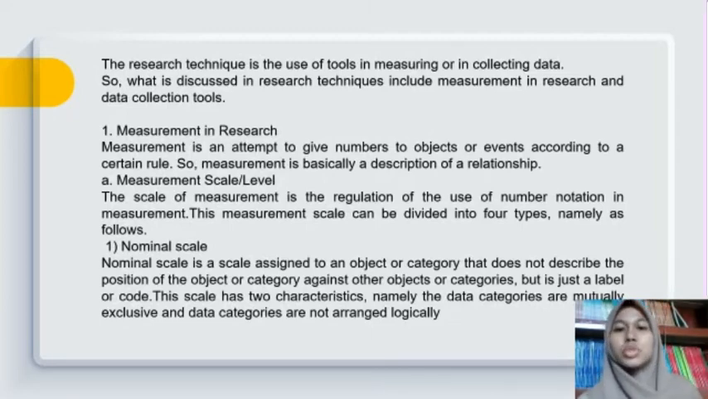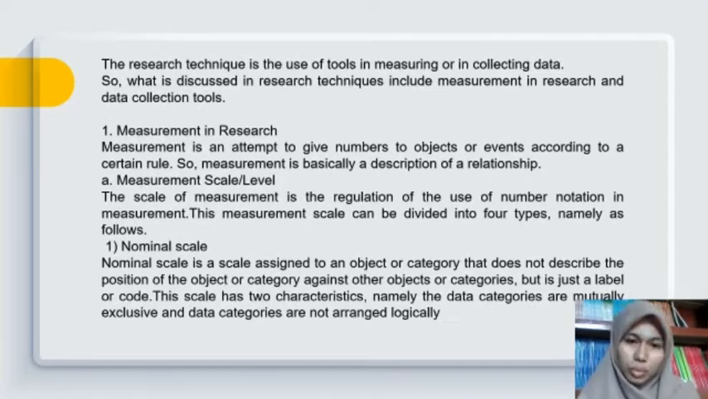That is an attempt to give numbers to objects or events according to a certain rule. So measurement is basically a description of relationship. The first one is scale or level of measurement, which is the regulation of the use of number notation in the measurement. This measurement scale can be divided into 4 types, namely as follows.